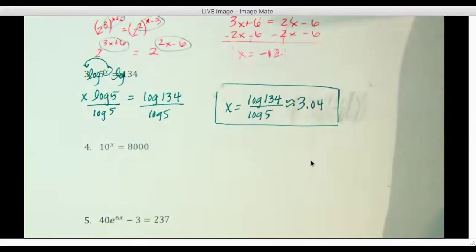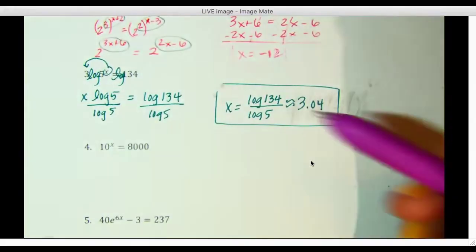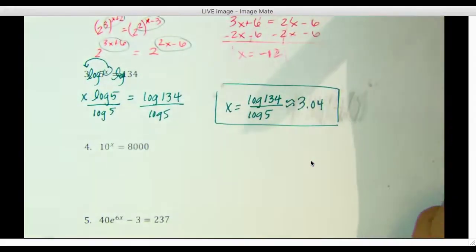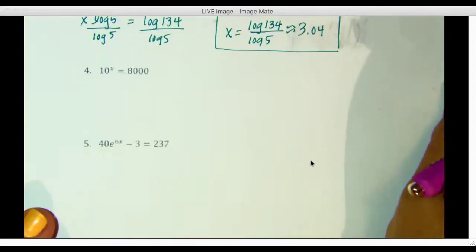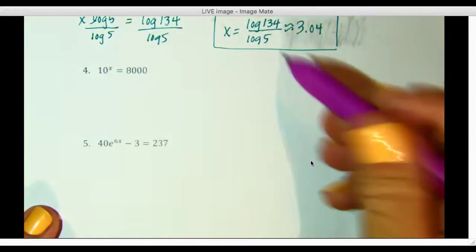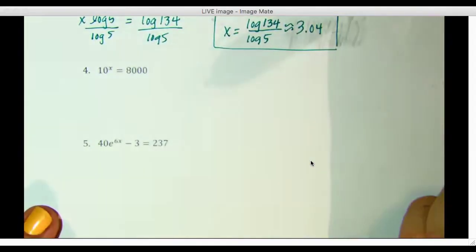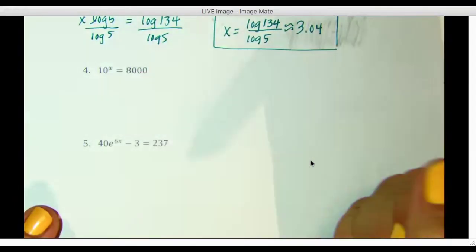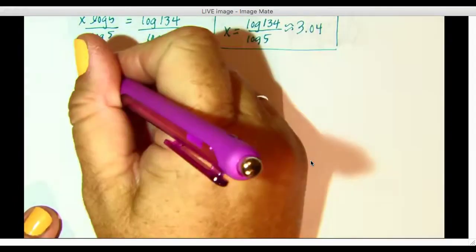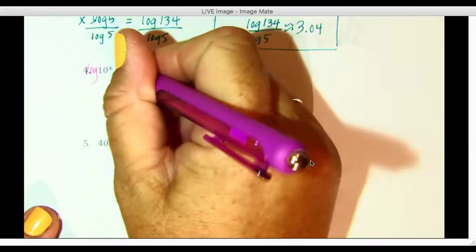In the next example here, we have 10 to the power of x and 8,000 on the other side. There's no way for me to write these numbers as the same base, so I can't use my plan A. I have to go with plan B. And I could take the log or the natural log of both sides, but because I have a base 10 right here, it makes more sense for us to use a logarithm, a common logarithm.